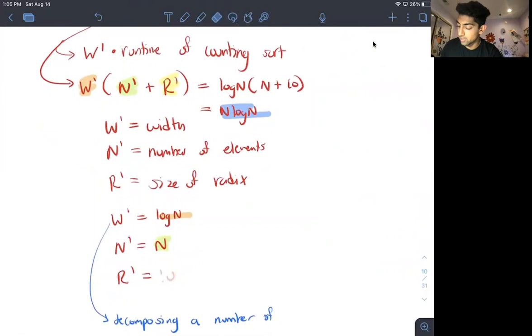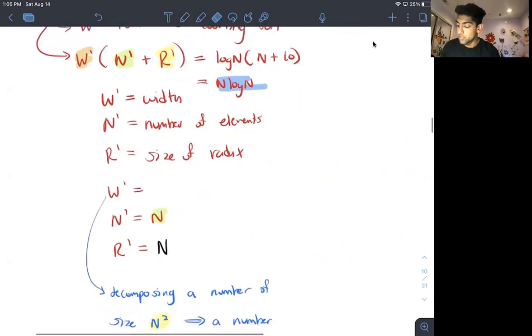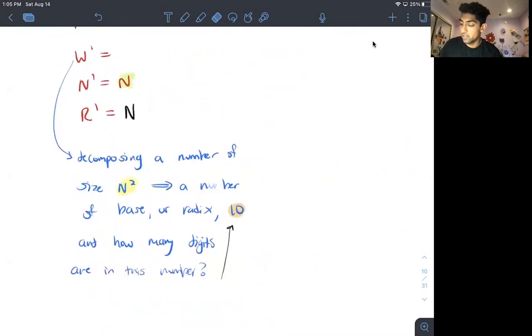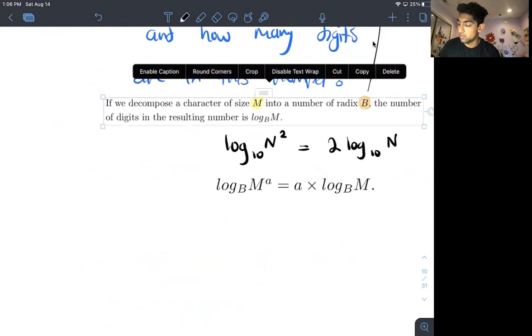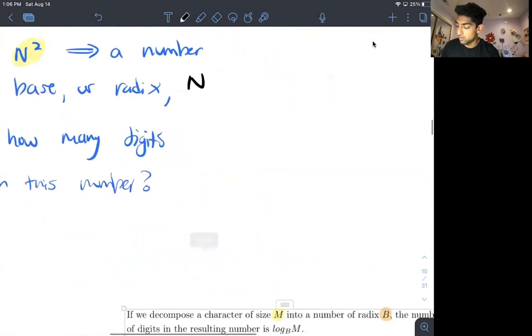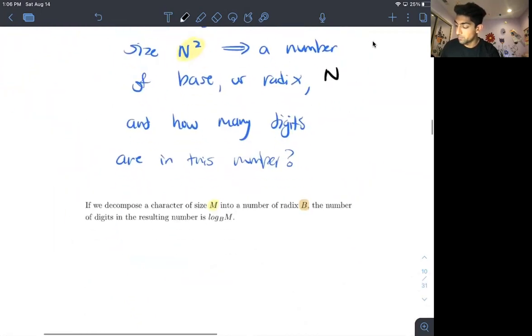Now what's changing, let's use a color to highlight this change. Let's do black, sure. So notice that R prime changes into n now, and then W prime is going to change too, because W prime depends on R prime, right? So if now I'm decomposing a number of size n squared into a number of base or radix n, the number of digits in this number is going to be, by the same logic, log base n of n squared.